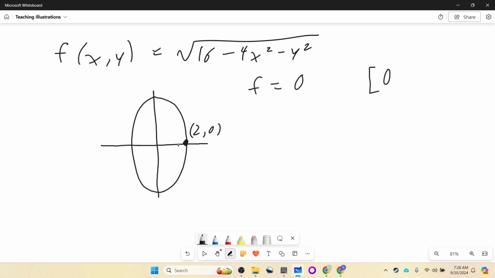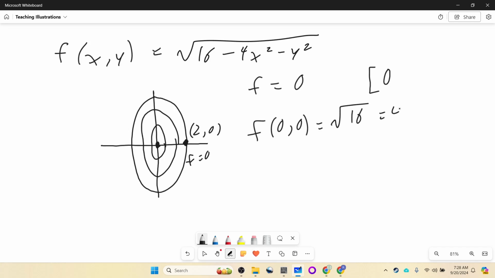Well, if we remember what we did here, this is f equals 0 on the boundary. As we go inward, it gets higher. The highest we can get is here at the peak. If we plug in 0, 0, we would get the square root of 16, or 4. So that's our range. There's no way we can make this be greater than 4 because we're always going to be subtracting 4x squared and y squared, so it can never get more than 16, which then square rooted becomes 4.